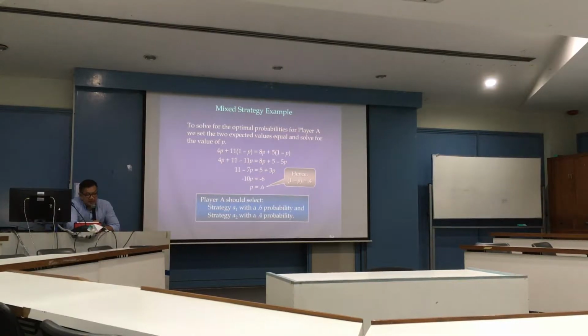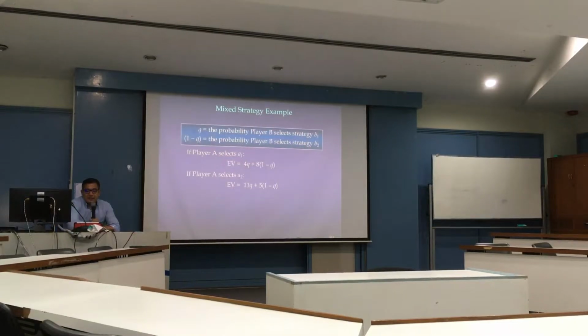We solve for P. In this case, P equals 0.6, which means 1 minus P equals 0.4. So we can say that player A selects strategy A1 with 0.6 probability and strategy A2 with 0.4 probability. Okay, so this is the way that we call the mixed strategy.